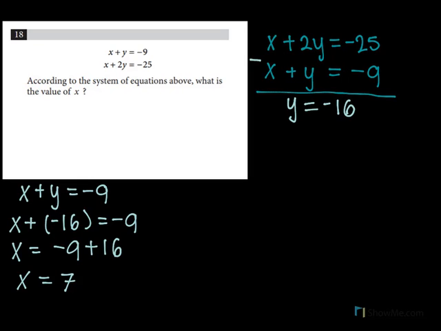So usually SAT problems ask for both the coordinates x and y, but in this problem the question is just asking what is the value of x, and we solved that and we got x equals 7 as our answer.